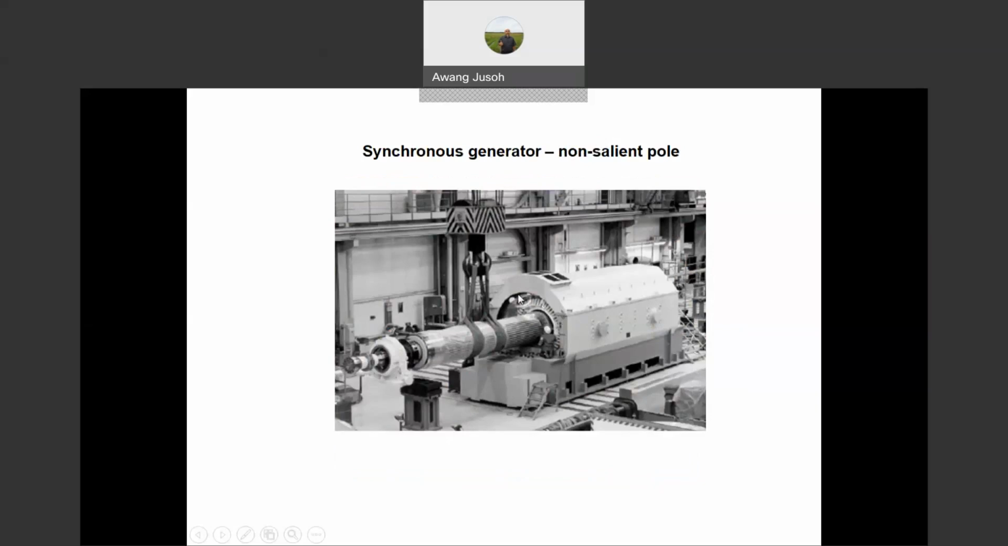It has a short diameter, but the structure is longer, more than the other one before. It is a longer structure, but with a short diameter. Here you can see the part that is used to excite the DC current. We have an exciter to inject DC current there, so that the rotor becomes magnetic and can produce magnetic flux.